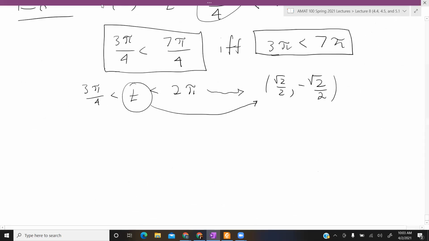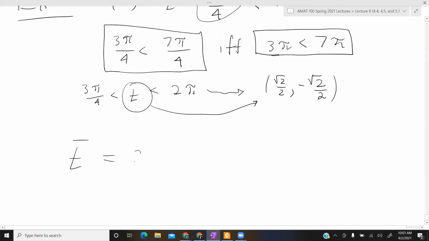So 2 pi, I'm sorry, t bar will be 2 pi minus, what is it, 7 pi over 4. And if you do that, I won't go through the arithmetic because I'll probably screw it up. I'll just write down what the answer is. It's pi over 4. And that makes sense.